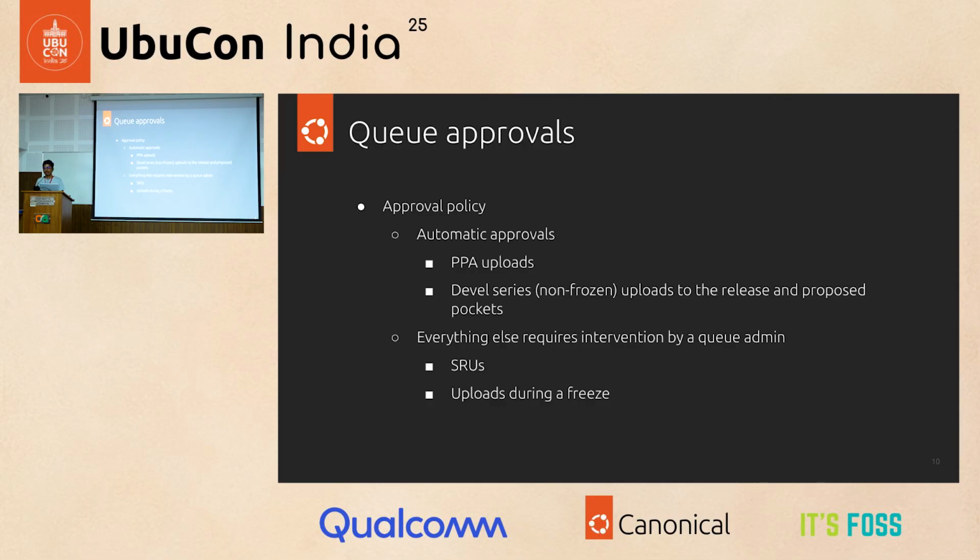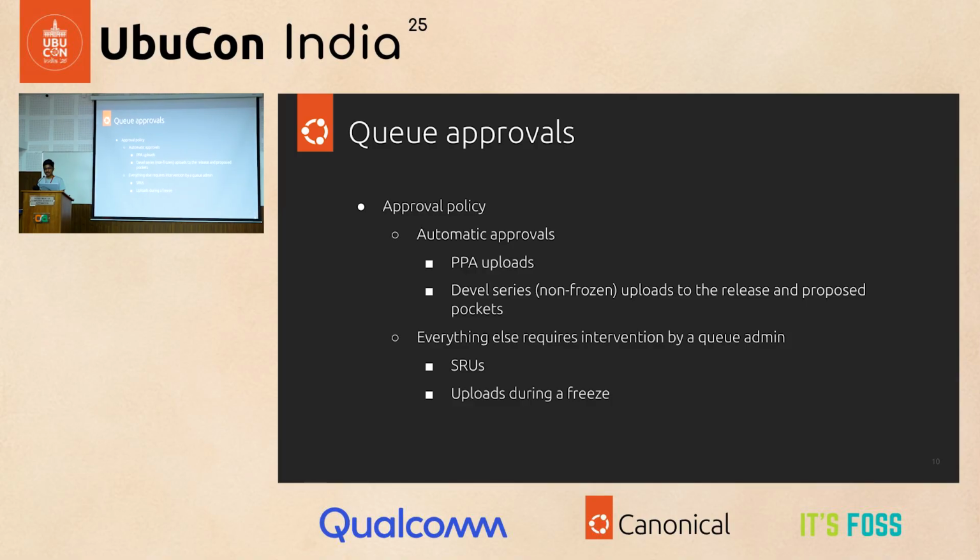At this point, I had mentioned that there'll be a queue to which your uploads will be added to, and there is an approval process that needs to happen. There are certain cases in which the approvals are automatic. For example, if you upload something to a PPA that you have upload rights for, or you own that PPA, those are automatically approved. Similarly, when there is an Ubuntu development series, currently the Ubuntu development series is 26.04, which is Resolute Raccoon, and if you have upload rights to that and the Resolute Raccoon series is not frozen for some reason, it'll be auto accepted.